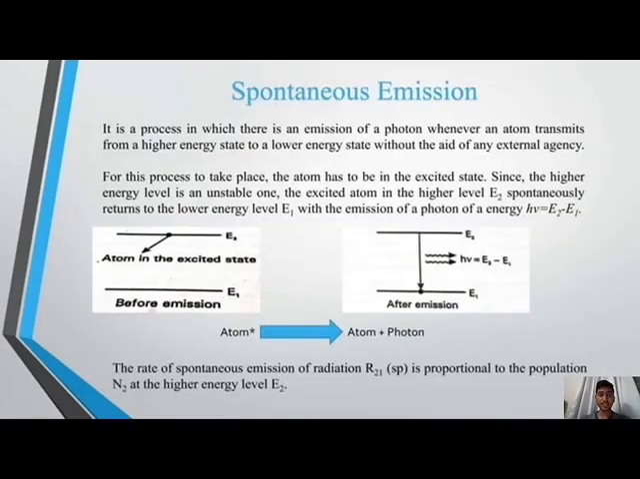Spontaneous emission. The process in which there is an emission of a photon when an atom transits from the higher energy state to the lower energy state without the aid of any external agency. For this process to take place, the atom has to be in the excited state. Since the higher energy level is an unstable one, the excited atom in the higher level E2 spontaneously turns to the lower energy level E1, with emission of a photon of energy h nu is equal to E2 minus E1.